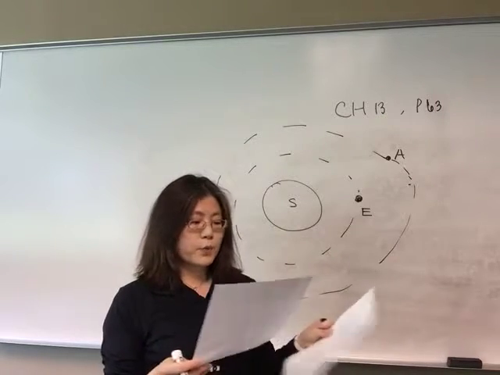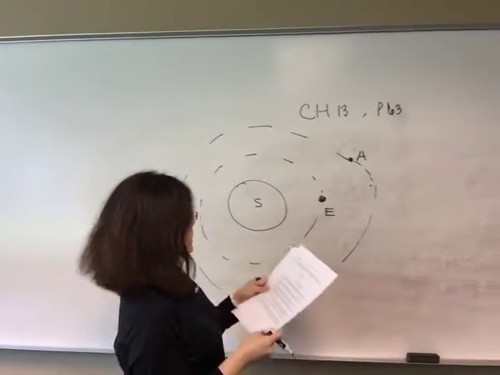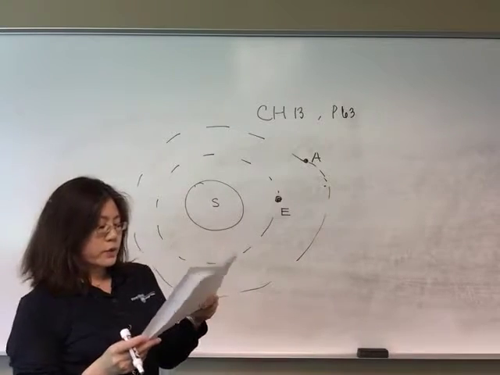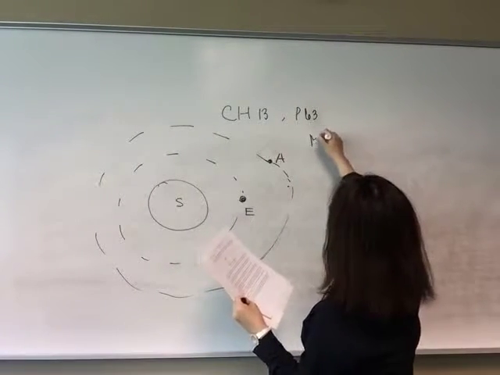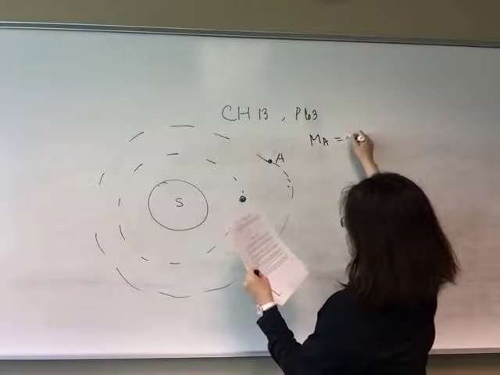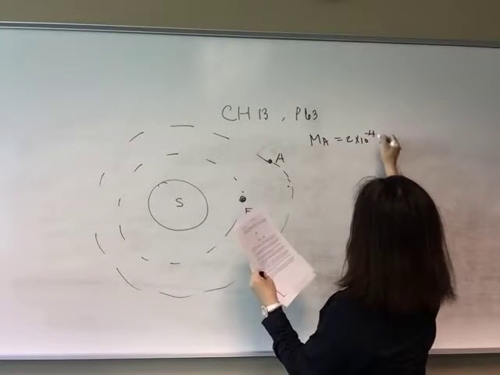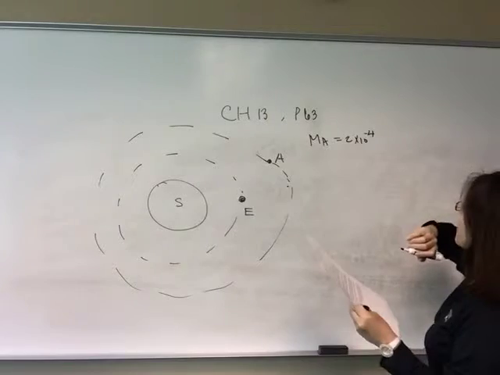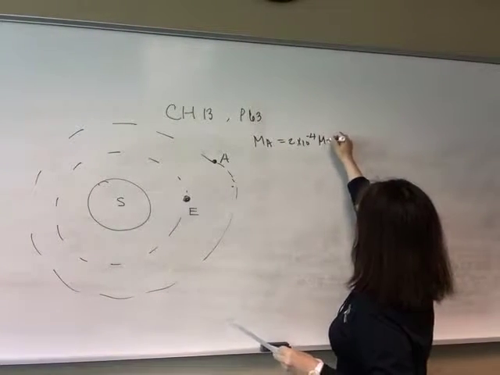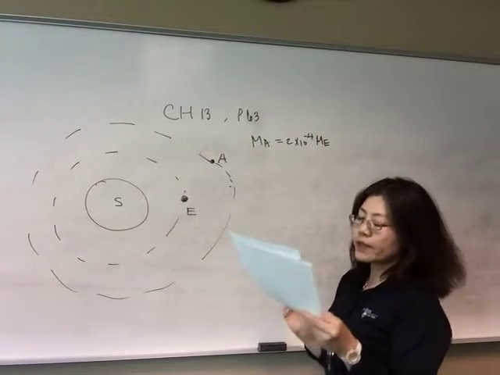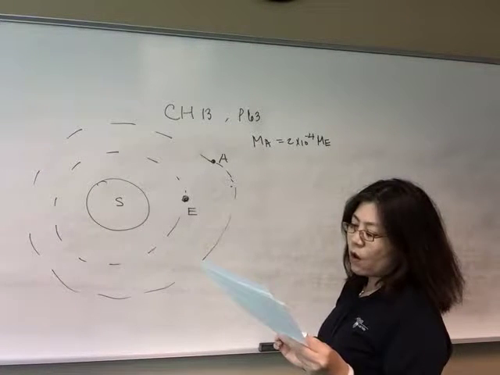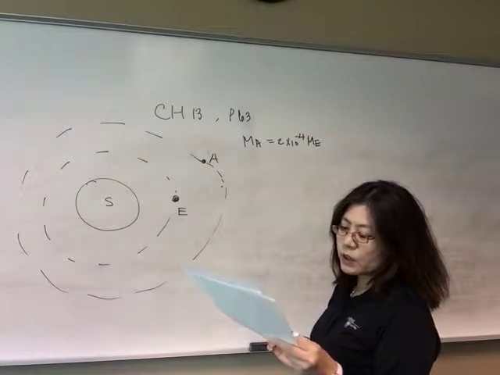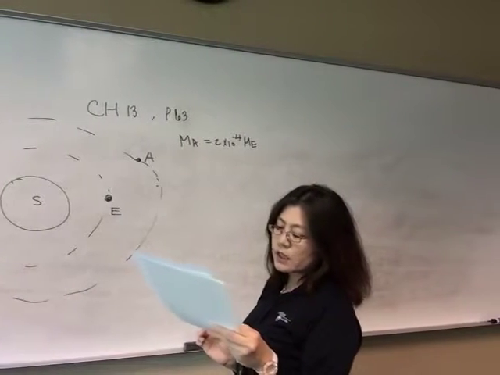Okay, now we're going to do problem 63 from chapter 13. An asteroid with mass, so I'm going to use A to indicate that's asteroid. So the mass of the asteroid is equal to 2 times 10 to the negative 4th times the mass of the Earth. I'm going to use ME, okay? So it's 2 times 10 to the negative 4 times the mass of the Earth, and it revolves in a circular orbit around the Sun at a distance that's twice Earth's distance from the Sun.